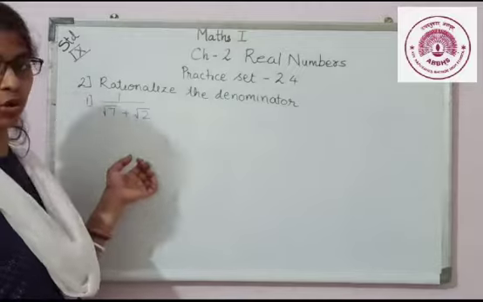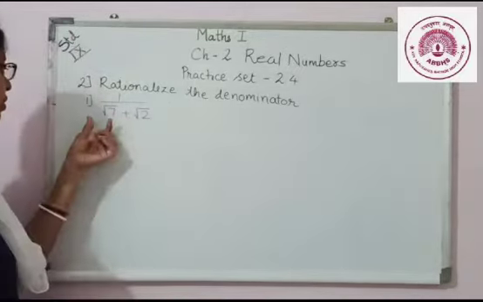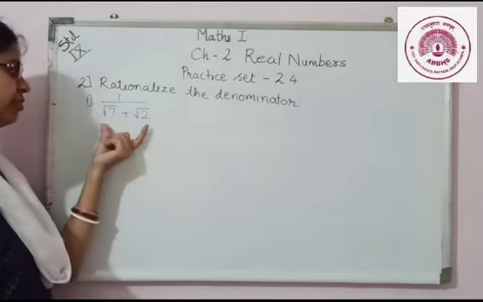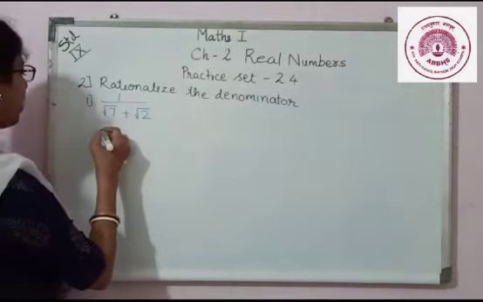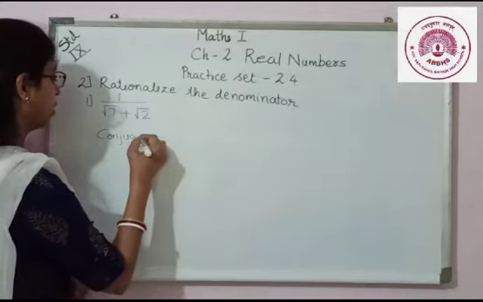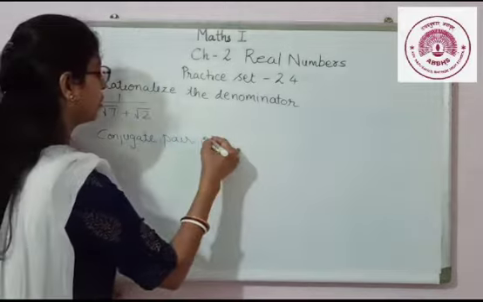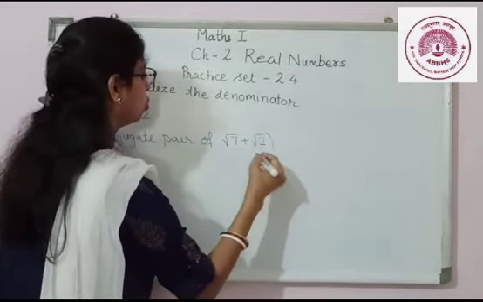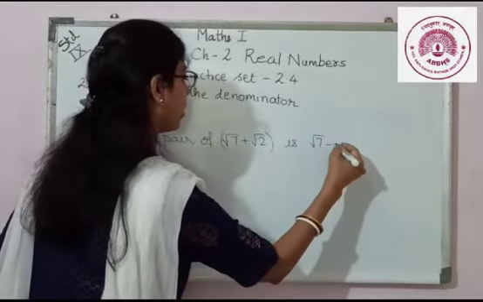Let's solve question number 2, rationalize the denominator. So here the first question is 1 upon root 7 plus root 2 and we have to rationalize the denominator. Okay. So the conjugate pair of root 7 plus root 2 is root 7 minus root 2.